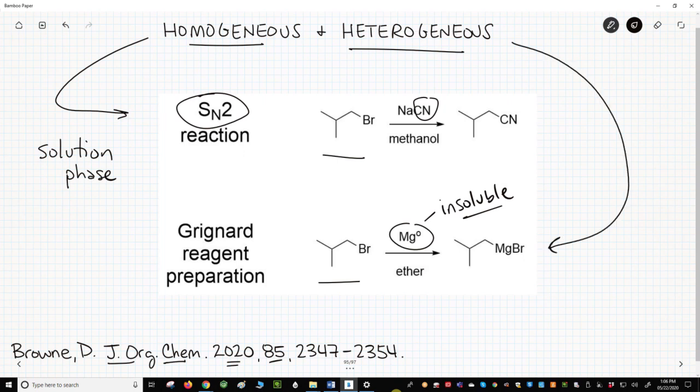heterogeneous reaction. Heterogeneous reactions are often slow for two reasons. First reason, the low surface area of the solid limits the rate of the reaction. Second reason, metals often have an oxide coating that inhibits the reaction. How can we fix these problems in heterogeneous reactions, particularly in making organometallic reagents? We can use something called a mixer mill.